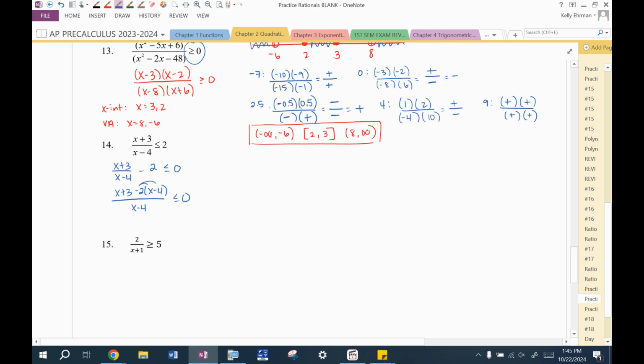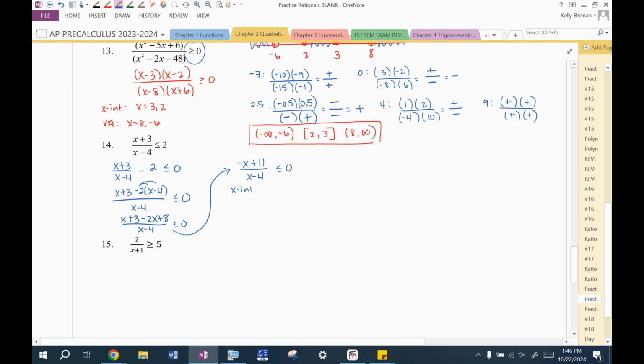All right, so if you do that, you get x plus 3. My pen stopped working. Just a minute. Still not working. Hold on. x plus 3 minus 2x plus 8 over x minus 4. That's negative x plus 11 over x minus 4 is less than or equal to 0.